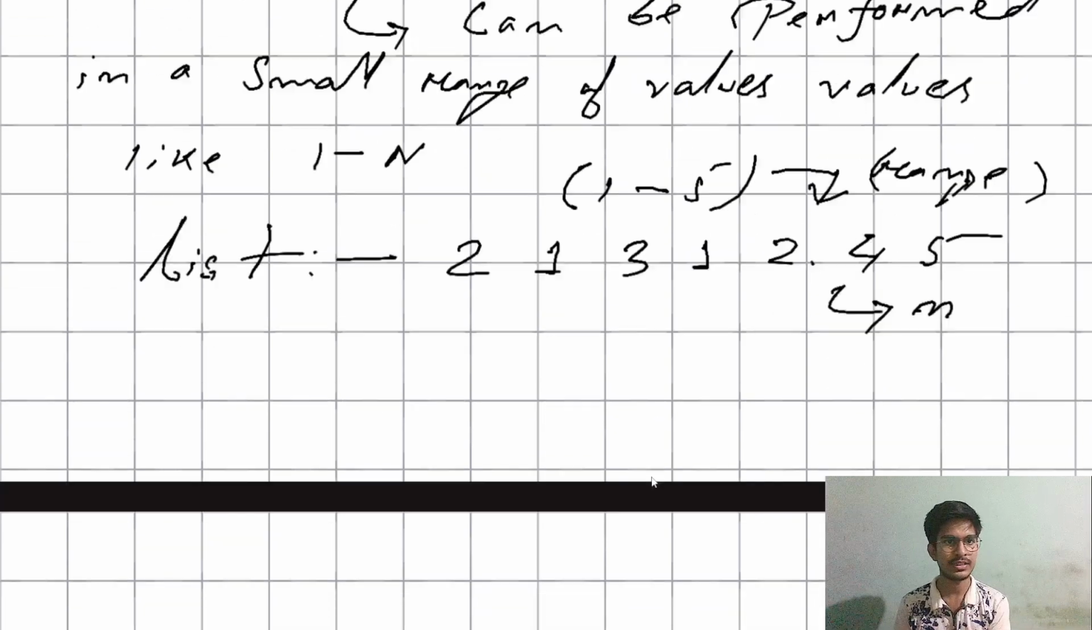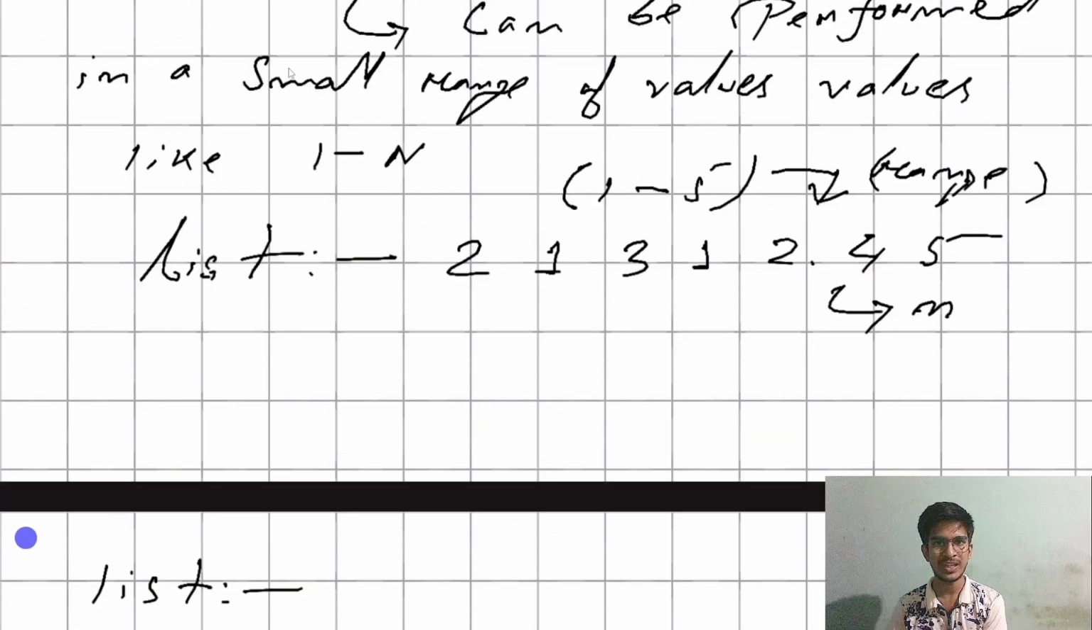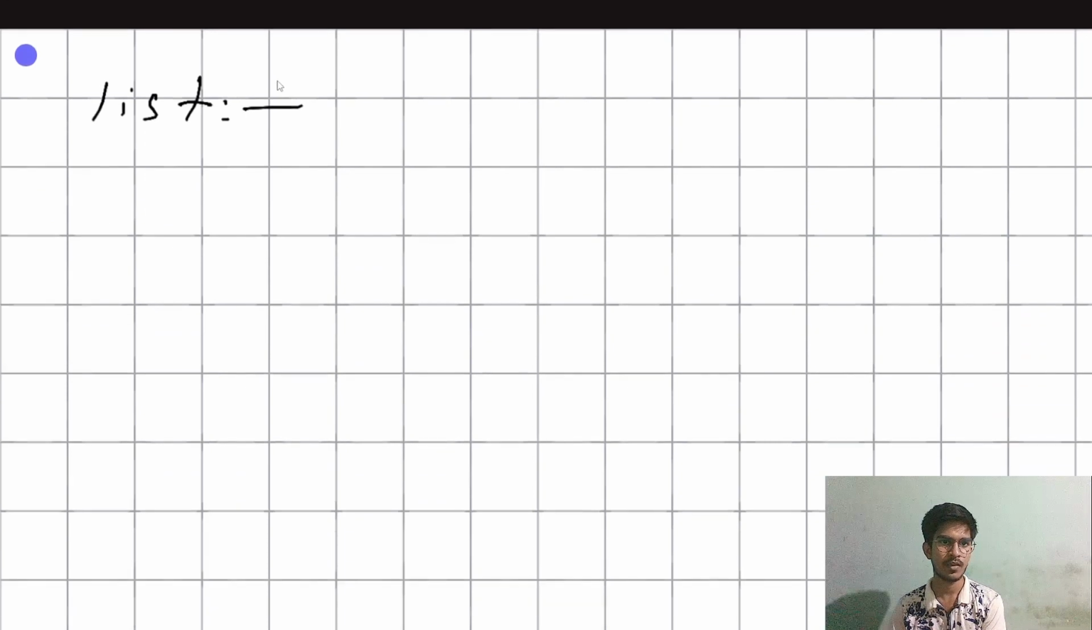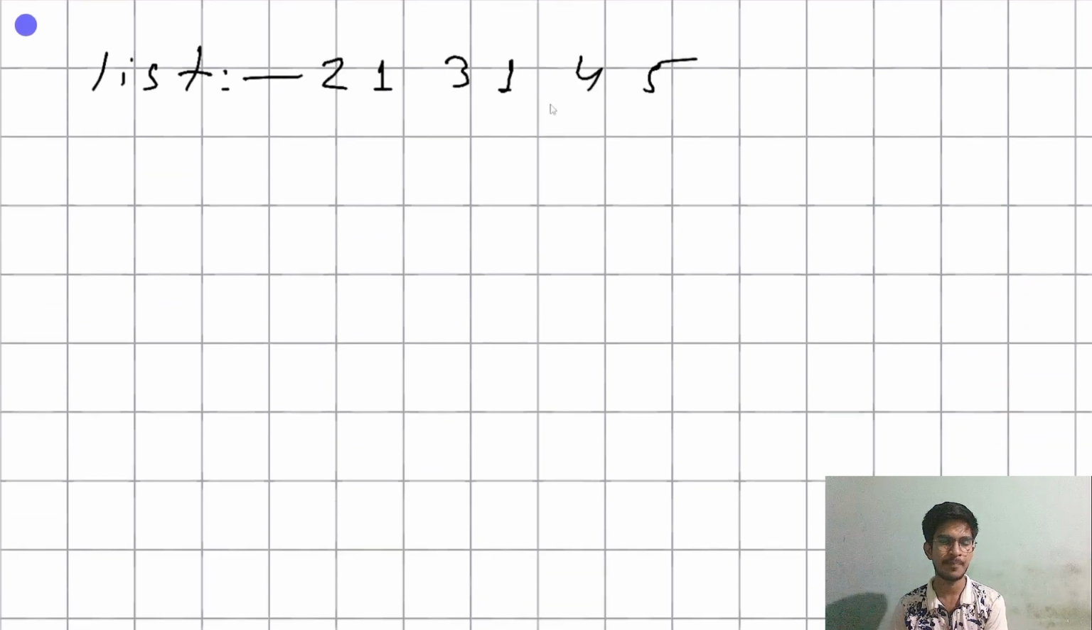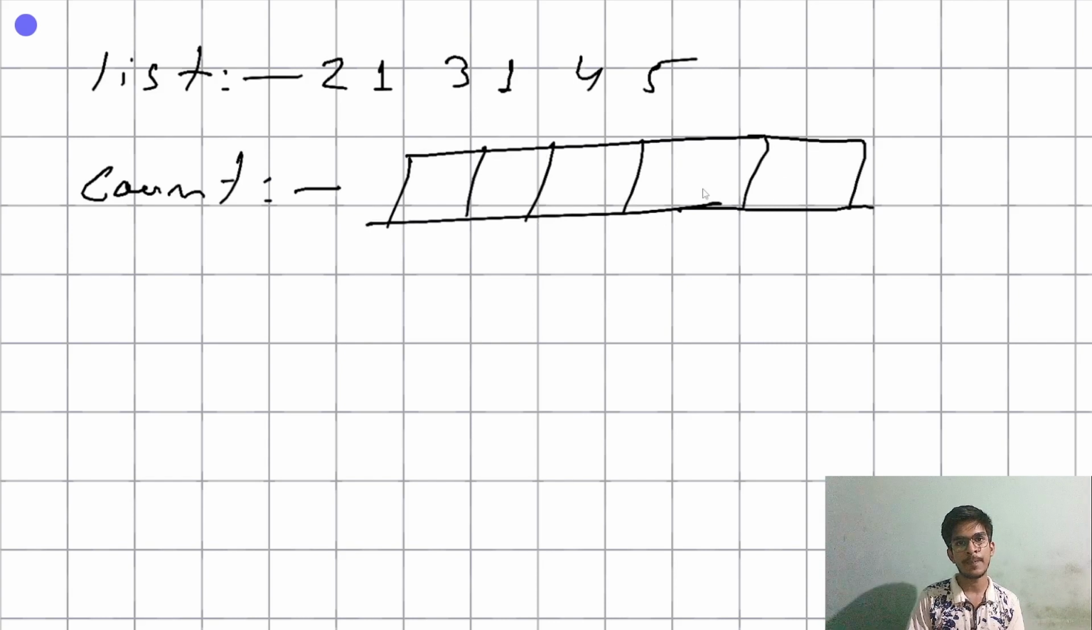So how does counting sort work? Let's go to the second page. The list is 2 1 3 1 2 4 5. We'll take another array, a count array, where we store the count of the elements, like how many times each element is repeating. The indices of this array are 0 1 2 3 4, and here's a 5. We need 5 because the number 5 is in the list.